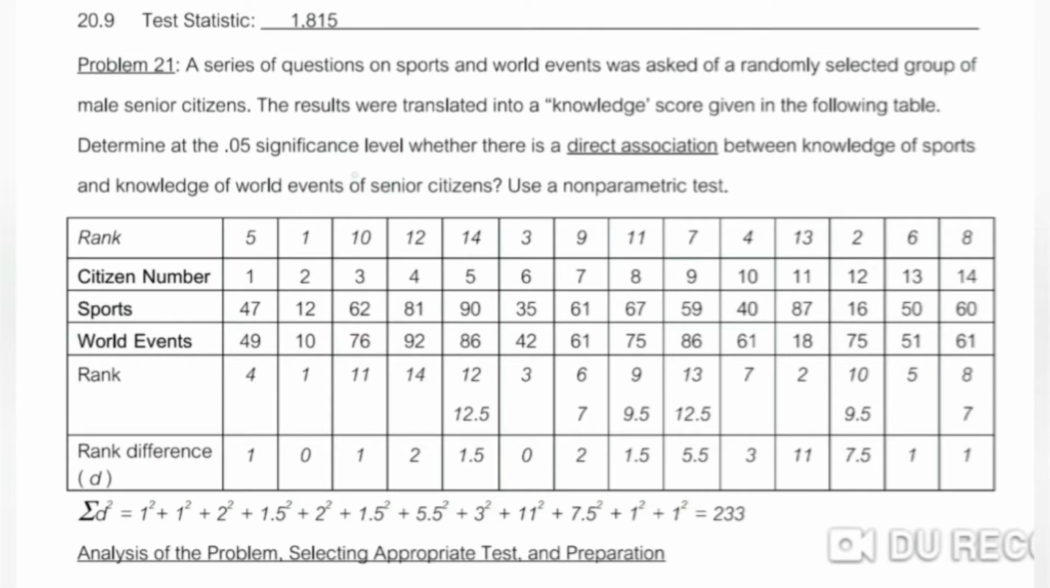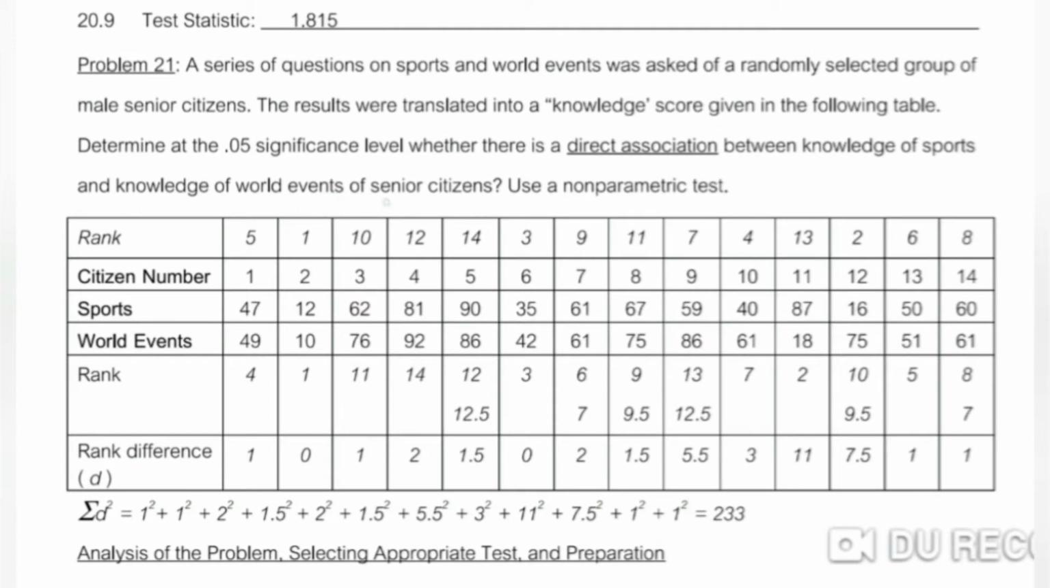Symbolically, alpha is equal to 0.05. Whether, okay, what hypothesis do we have to consider? There is a direct association. Direct association means direct relationship. Direct relationship means if one variable is increasing, another variable is also increasing for numeric variables. Between knowledge of sports, this is one variable, and knowledge of world events, another variable.